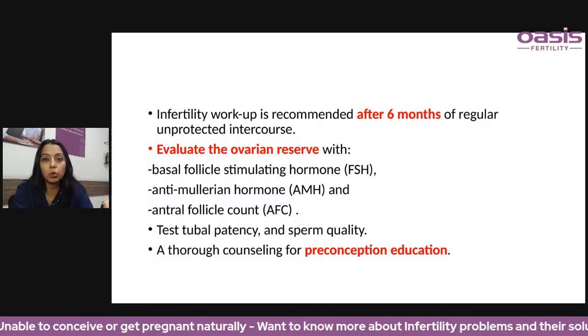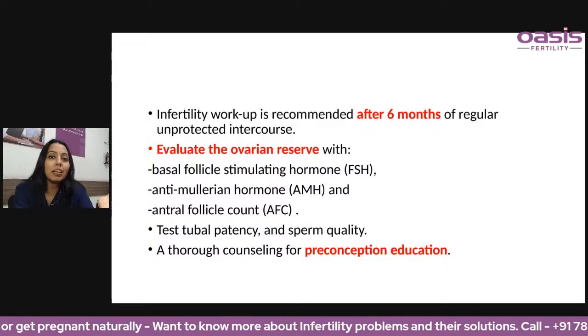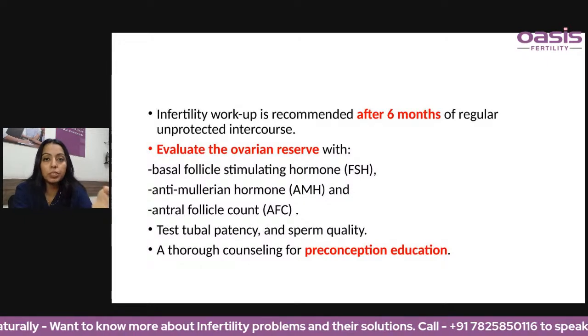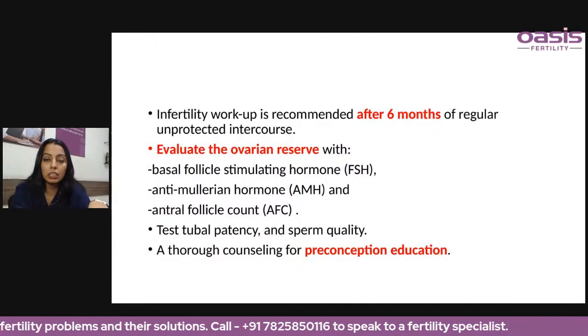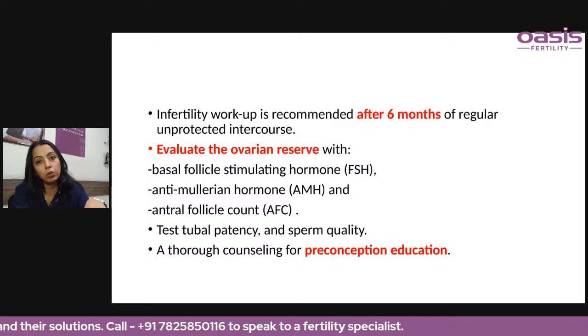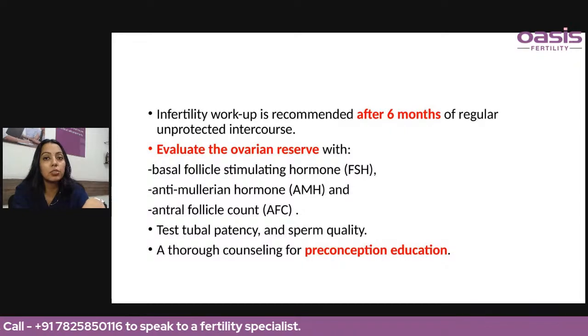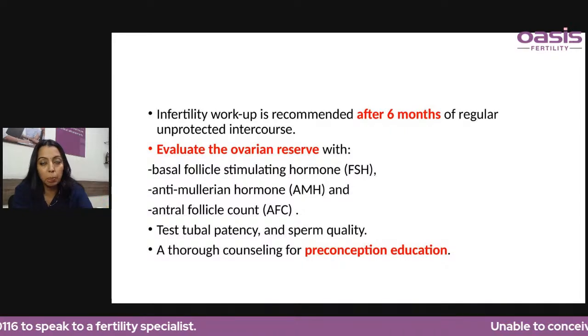What do all these terminologies mean? When I talk about the anti-Mullerian hormone or the AMH values, this is basically a blood test. This test can be conducted on any day of the cycle. You don't need to be fasting for it, and it will give me a rough idea as to how many eggs you have remaining.